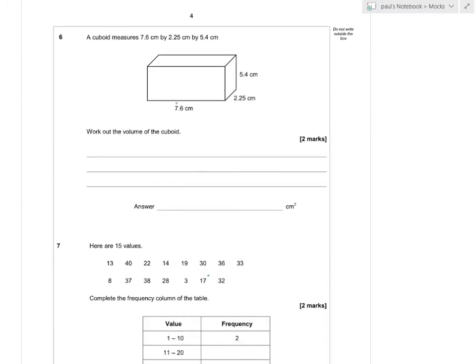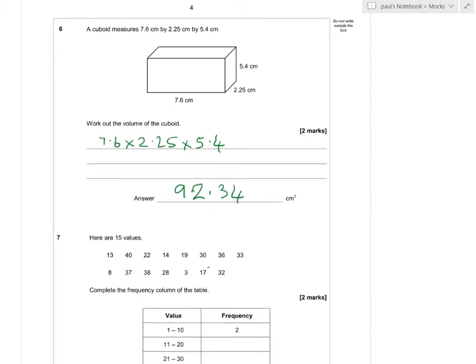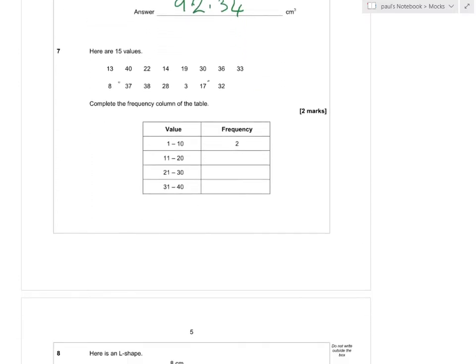A cuboid measures this. Work out the volume, so it's going to be 7.6 times 2.25 times 5.4. So 7.6 times 2.25 times 5.4 equals 92.34 centimeters cubed.